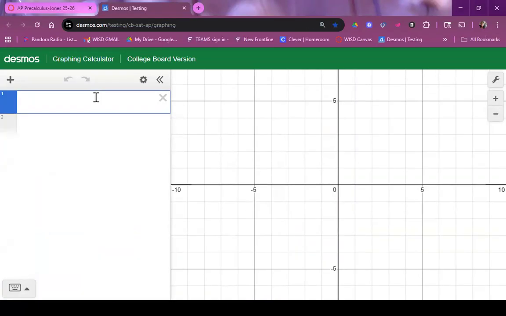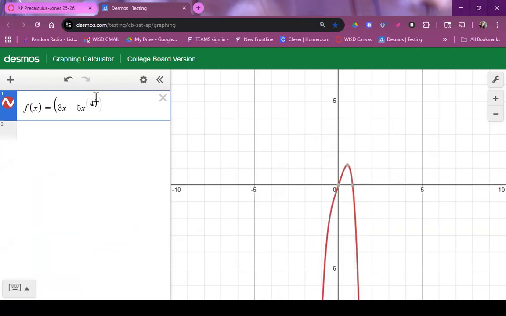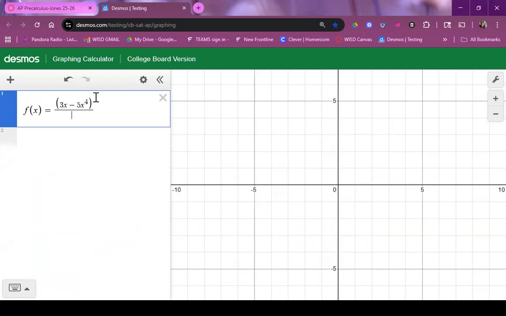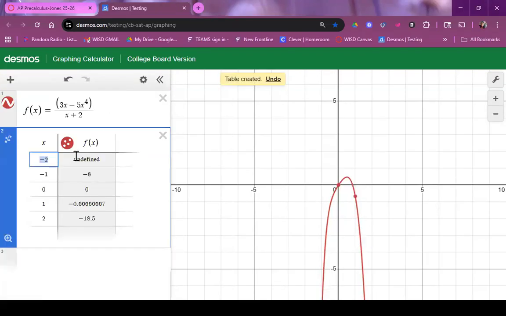So when we looked at it graphically, remember, I'm lazy. Well, I'm not lazy. I just don't like using that bar if I don't have to. So I'm going to put mine in parentheses: 3x minus 5x to the 4 divided by x plus 2. Okay. Where is my hidden discontinuity? What was it at? At -2. My hidden discontinuity is at -2. I can confirm that by looking at the table, and at -2, it's what?